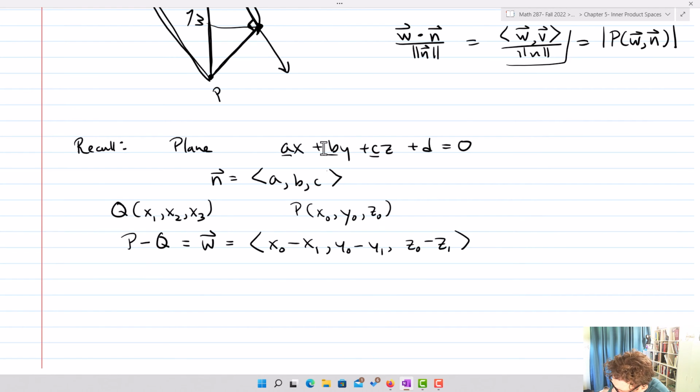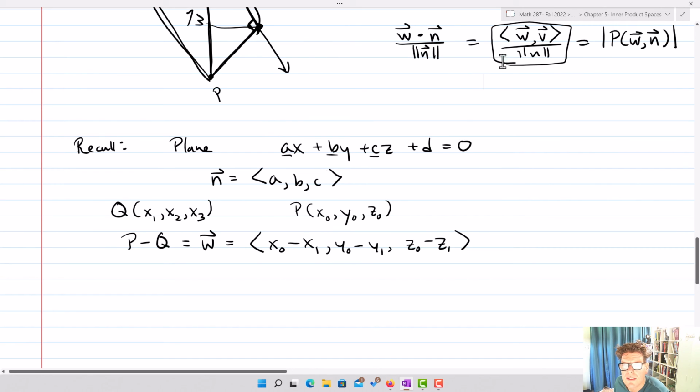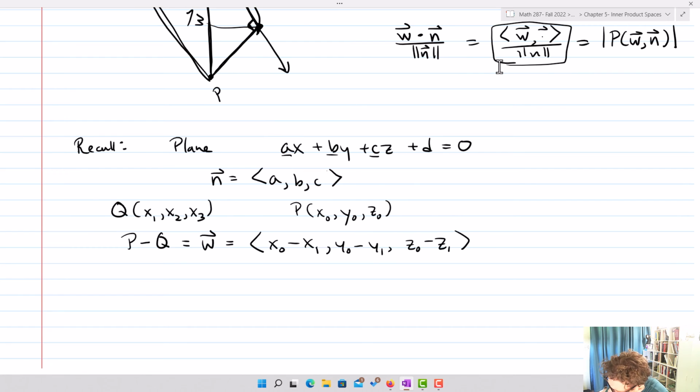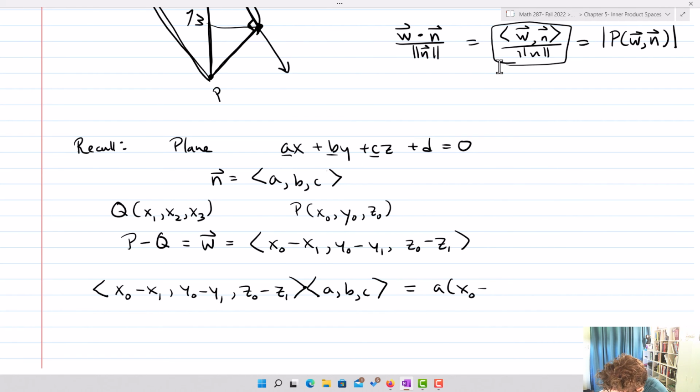Now we'll use our projection equation, and first we want W with N, not V, but W with N. So we take the inner product: X0 minus X1, Y0 minus Y1, Z0 minus Z1, dotted with A, B, C, which equals A times X0 minus X1, plus B times Y0 minus Y1, plus C times Z0 minus Z1.